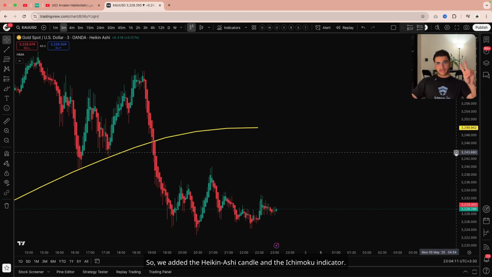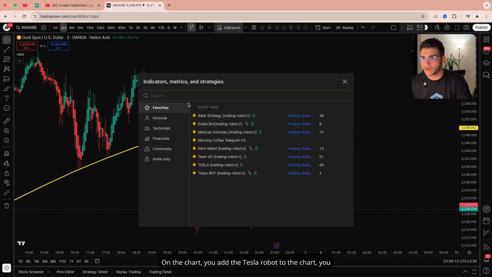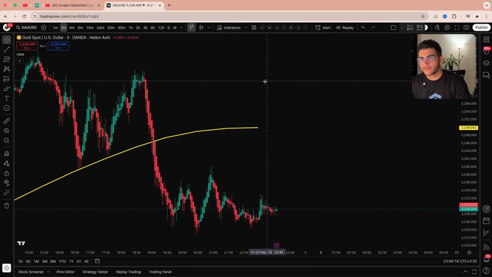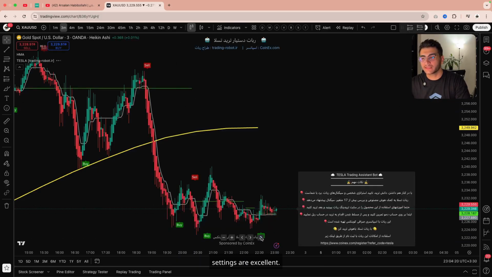So we added the Heikin Ashi candle and the Ichimoku indicator. On the chart, you add the Tesla robot to the chart. You don't need to do anything to it. Its default settings are excellent.